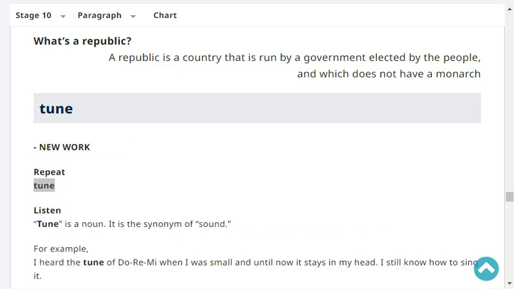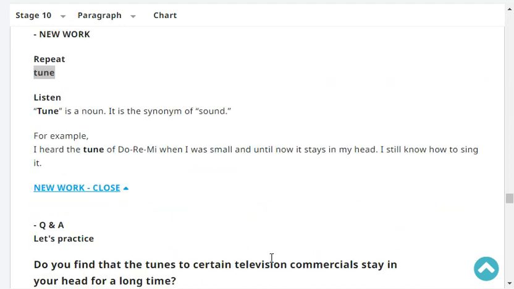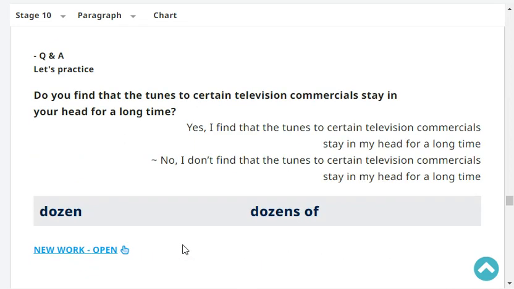Next, repeat. Tune. Tune. Very good. Okay, listen. Tune is a noun. It is the synonym of sound. For example, I heard a tune of Do Re Mi when I was a small child, and until now it stays in my head. I still know how to sing it. Let's practice. Do you find that the tunes to certain television commercials stay in your head for a long time?